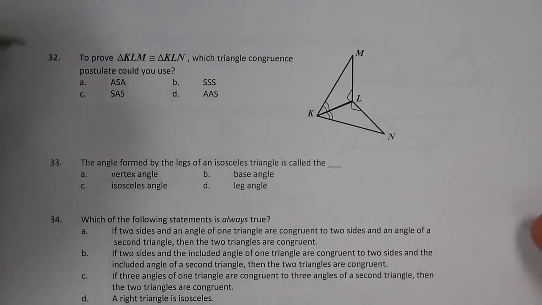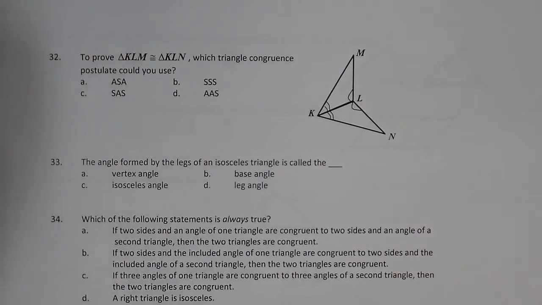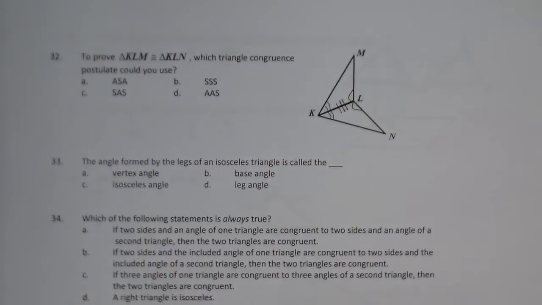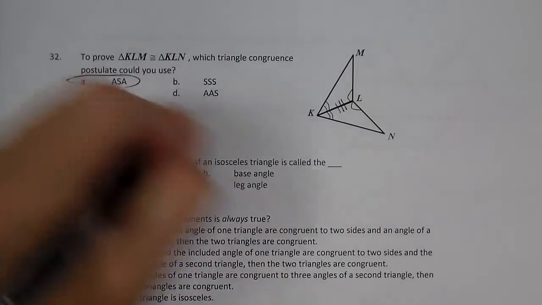For 32, we need to prove the two triangles congruent. They want to know which one we'd use. We have two sets of angle pairs. That's a good start. Quick one we got is the reflexive property, a shared side between the two. So we're going to go not side angle side, it'd be angle, side, angle.